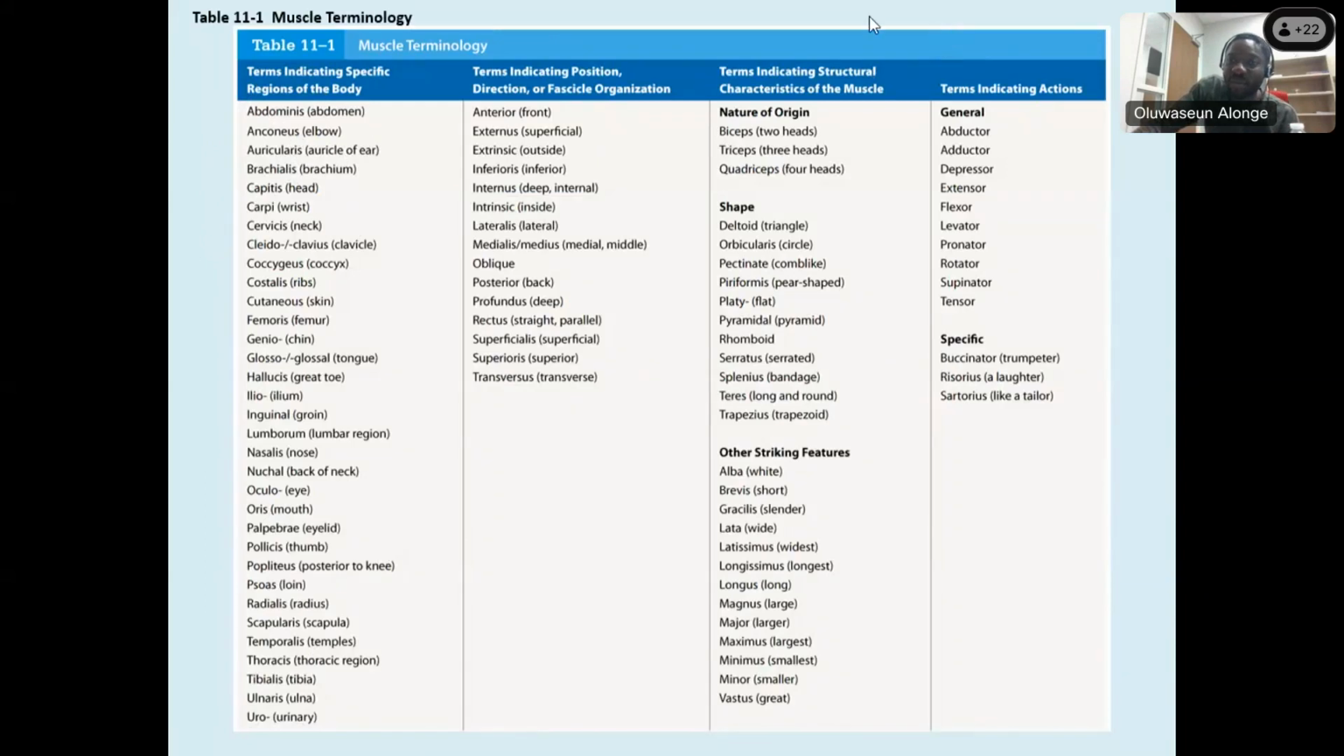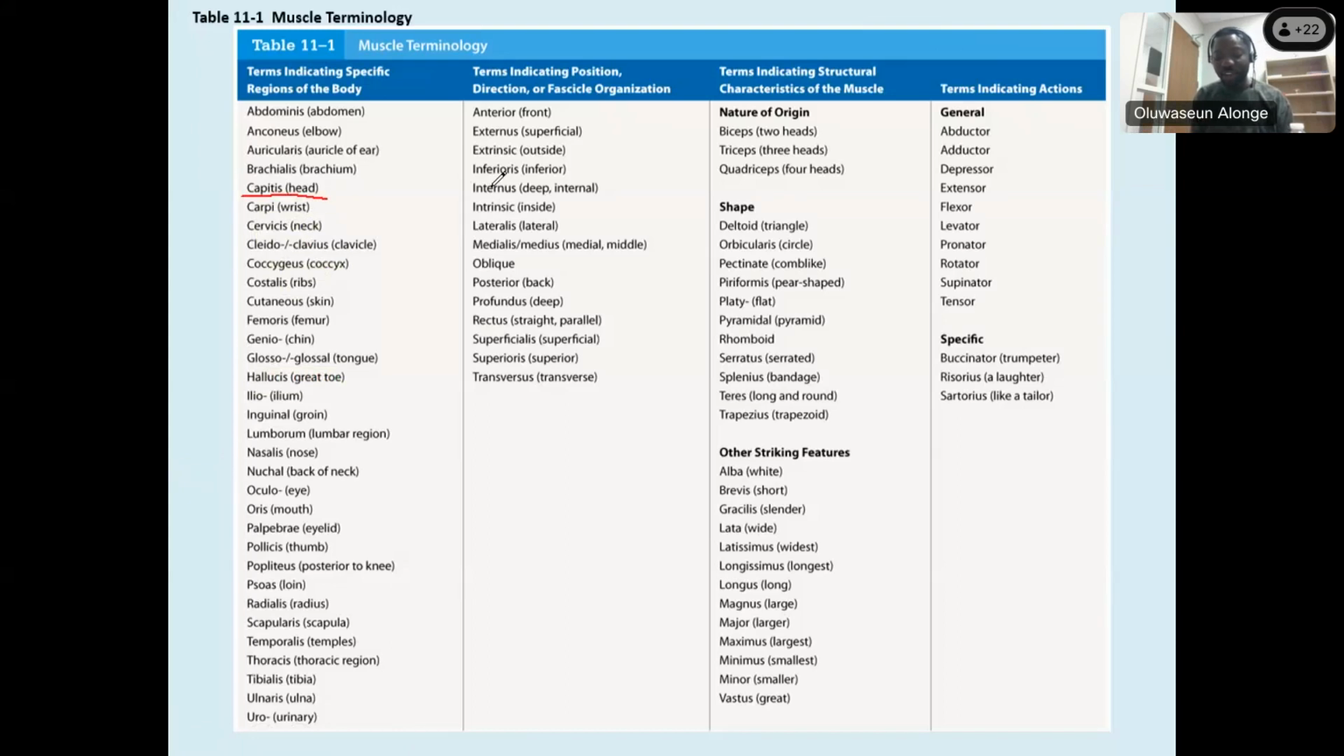I tell my students, I don't know if I was telling you guys earlier, there are some things that if you know, it takes away a lot of stress from you. Now we are naming bones, for instance, and you see capitis. I'm just using that as an example. On the femur, there's fovea capitis, and capitis simply means head.